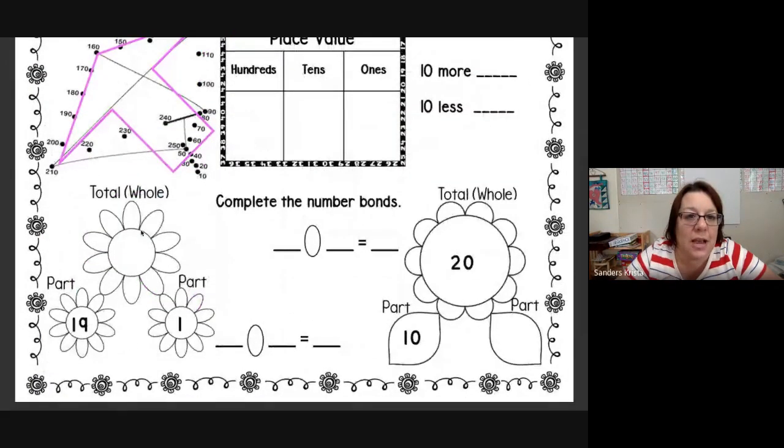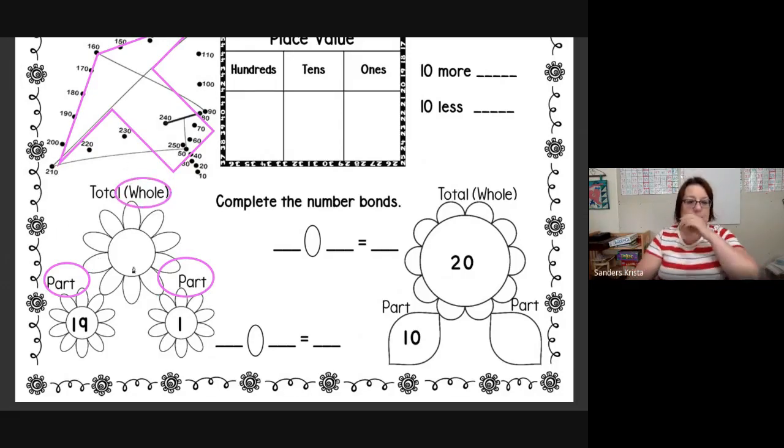All right, so we're going down to our part whole. We have a part plus a part is a whole. So if I have a part, which is 19, I know I'm going to add it to the other part, right? 19 plus, what's my other part? 1. 19 plus 1. Ooh, I know I can just count on 19 and one more. 19, 20, right?